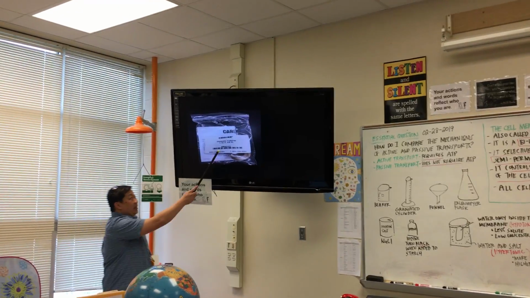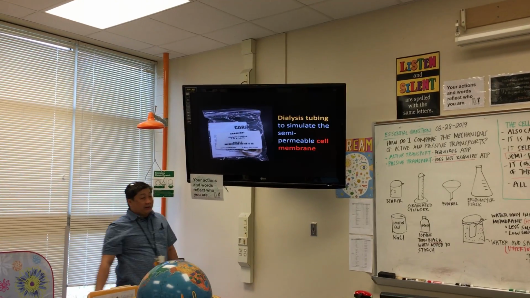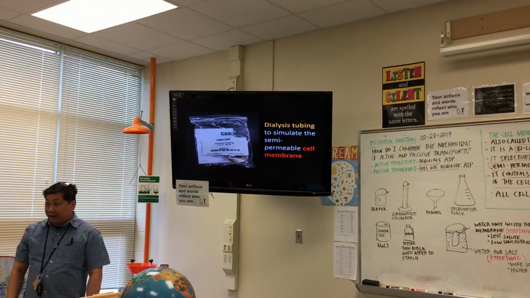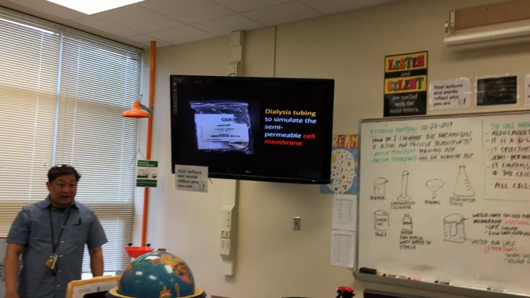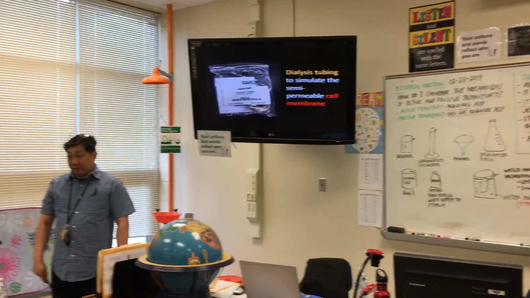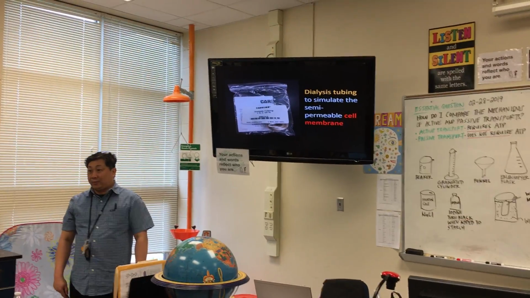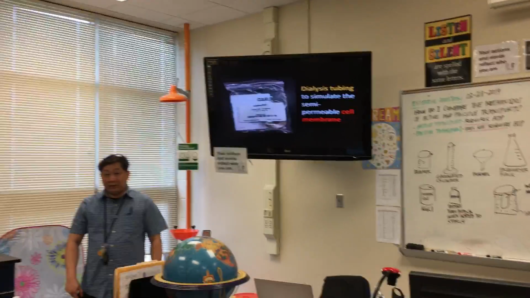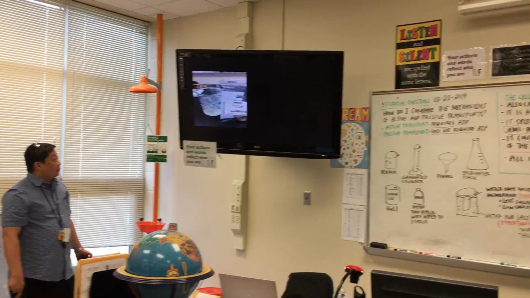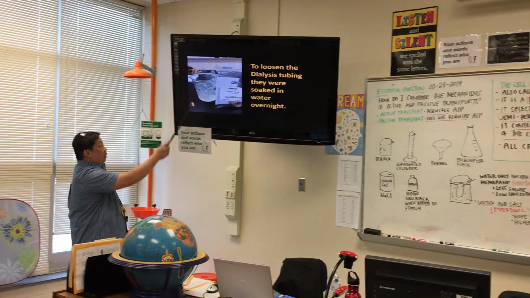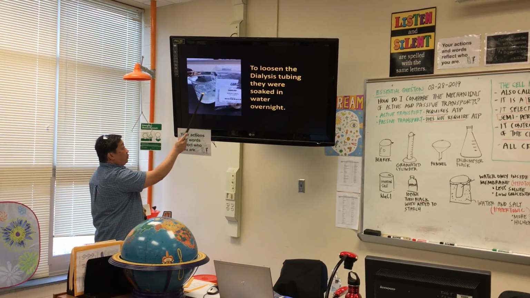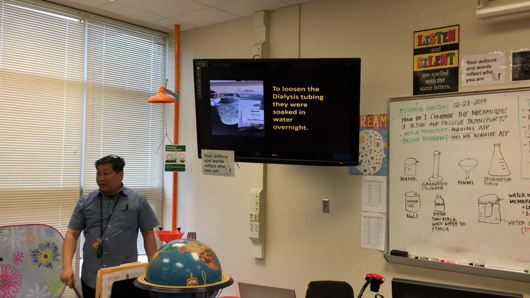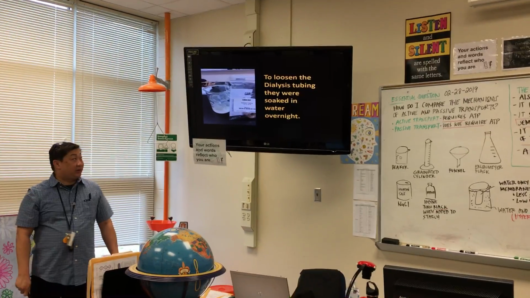So we have the dialysis tubing. The dialysis tubing will be used to simulate the semi-permeable cell membrane. Remember that all cells have a cell membrane. Just like all cells have ribosomes, all cells have a cell membrane. Now, the dialysis tubing was soaked in water overnight so that it can loosen and so that we can open it easily. And we will see that later.